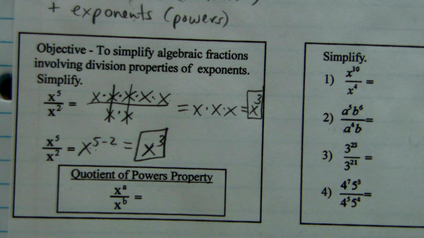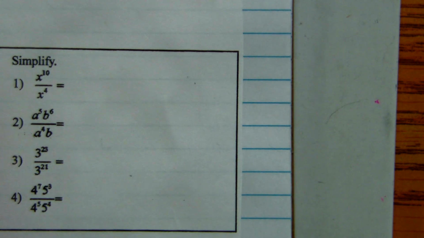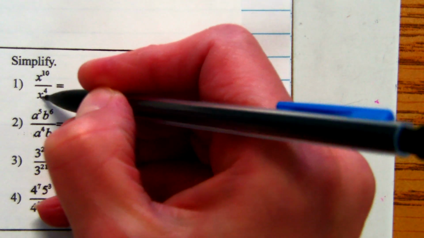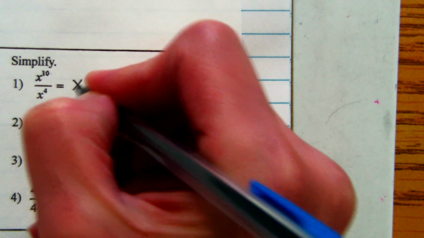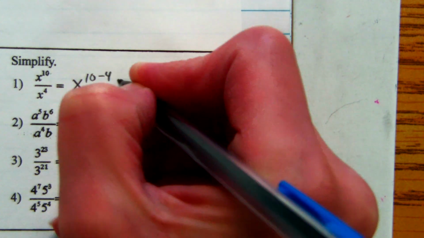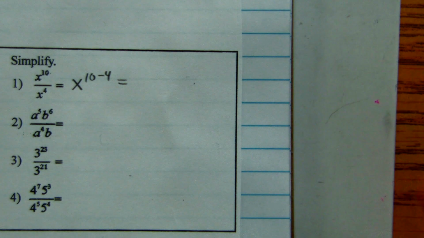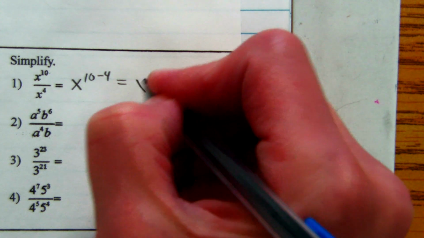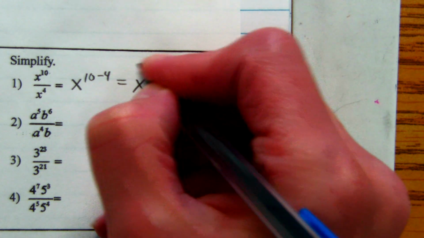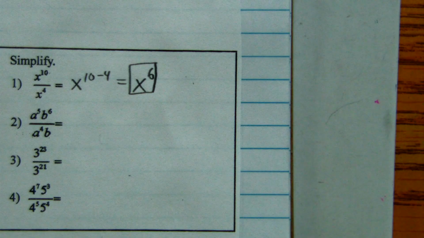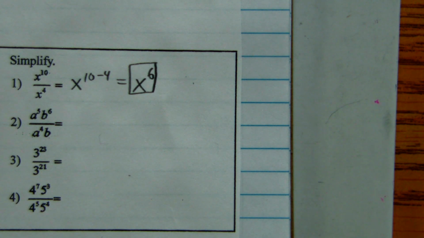So let's look at just some basic examples over here. We're just subtracting the power on the top and the power on the bottom. So on this one I'm taking 10 minus 4, and I'll write it out just so it'll be clear in the notes, but you can probably do 10 minus 4 in your head. 6. There we go. On 3, there's no exponent. I purposely did that. And 4.